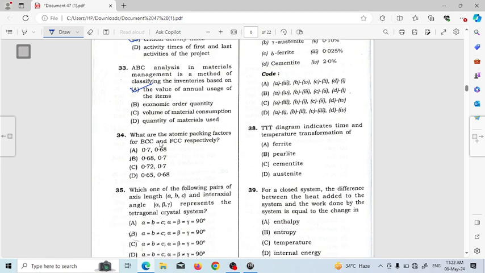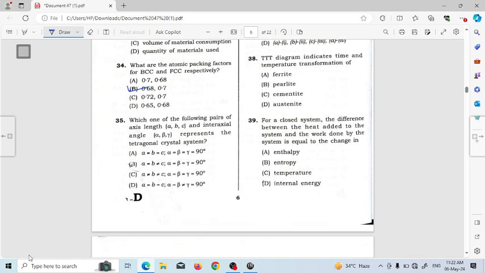Next, what are the atomic packing factors of BCC and FCC? BCC is 0.68 and FCC is 0.74. So option B is the correct answer. Next, which one of the following pairs of axial lengths ABC and interaxial angles alpha beta gamma represents the tetragonal? Tetragonal has axial lengths A equal to B not equal to C, and alpha, beta and gamma equal to 90. So option B is the correct answer.